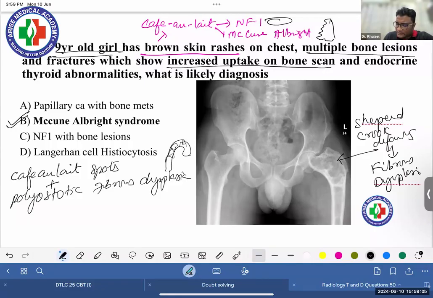So all of this I have discussed in the classes. Nothing is new, so just consider it. Café au lait spots, polyostotic fibrous dysplasia, and the other thing, precocious puberty in a female. All of this is McCune-Albright syndrome. Next one.